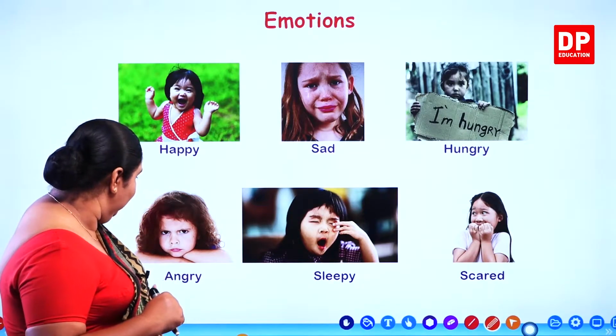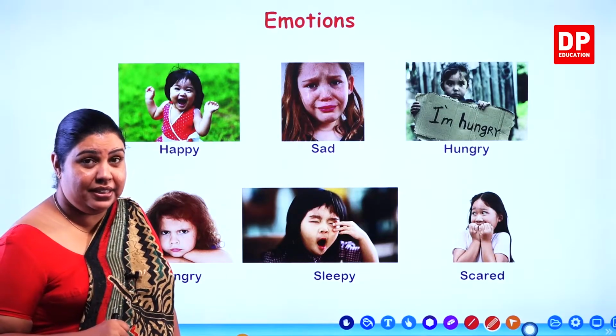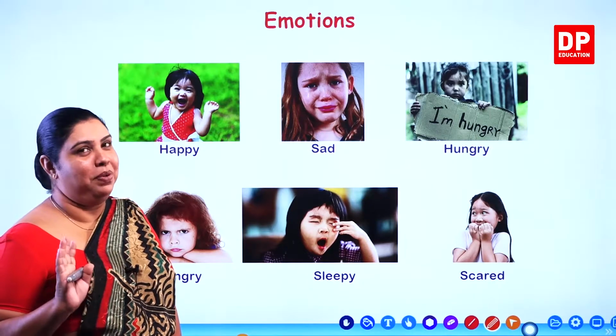Right? So first, look at this little girl. She's angry. When she's angry, how is her face? Oh, the face doesn't look all right. The face is not a happy face.